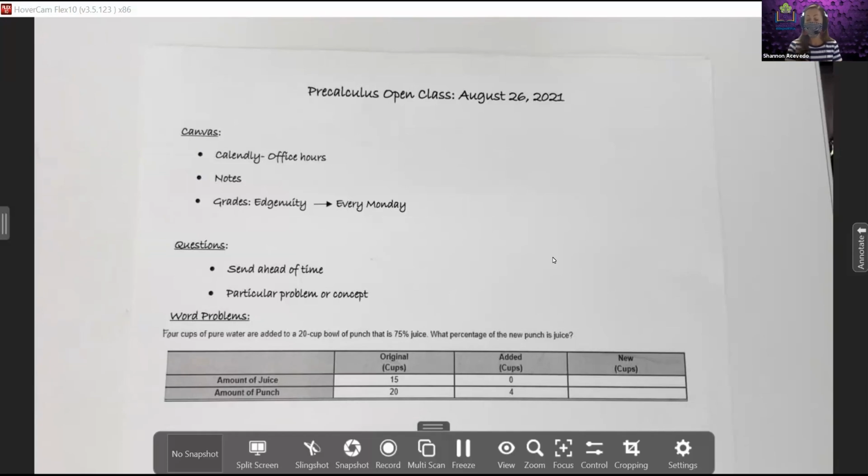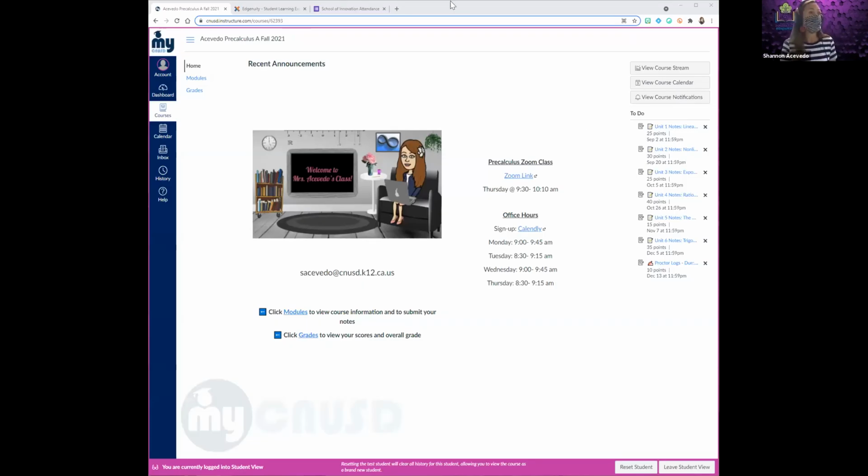So first off, I want to kind of go over Canvas. So I'm going to go ahead and share some of the Canvas screen, so you guys can get some of the information, know how to get to it, and all of that that's going to pertain to us, particularly for this class. So let me switch my share. Sorry, there's so many different options there. So hopefully you can see my screen now of the Canvas.